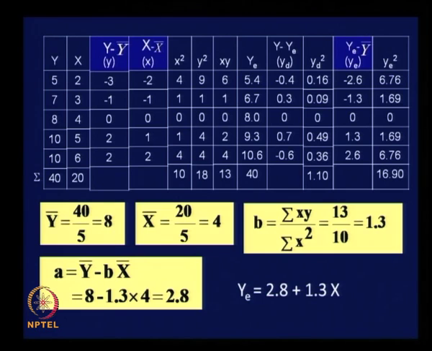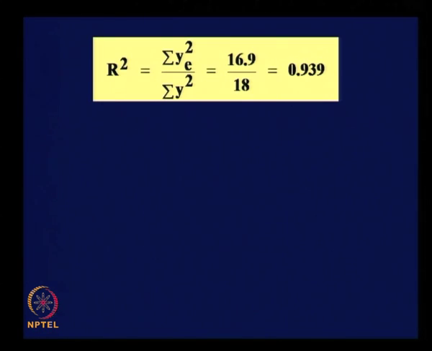And then let us get the R squared value as sigma yd squared by sigma y squared, which is equal to 16.9 divided by 18, that is equal to 0.939.